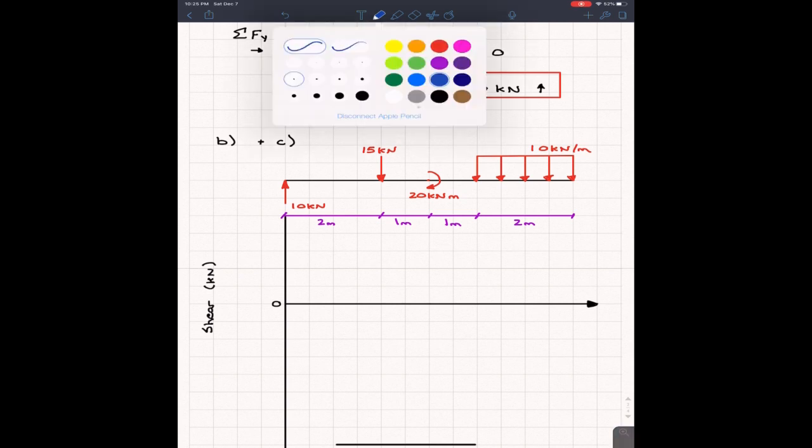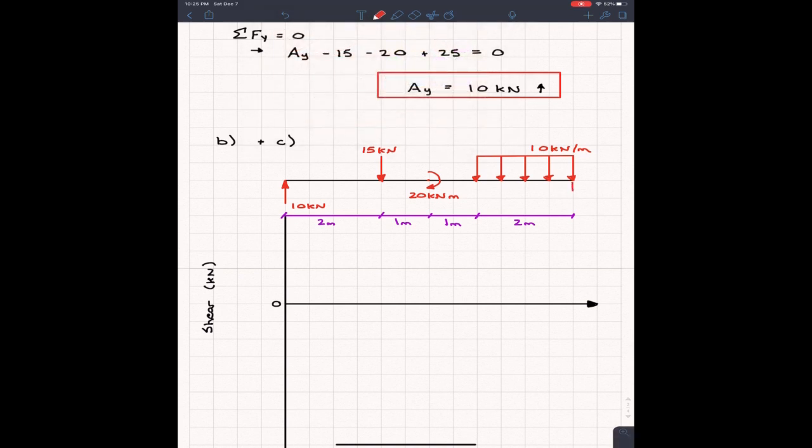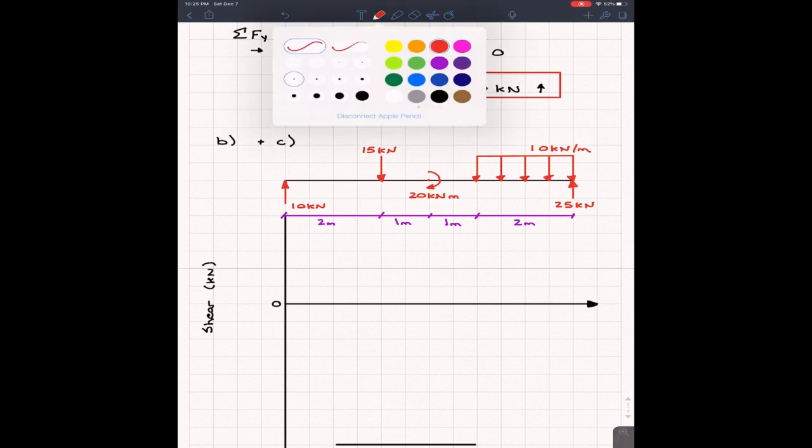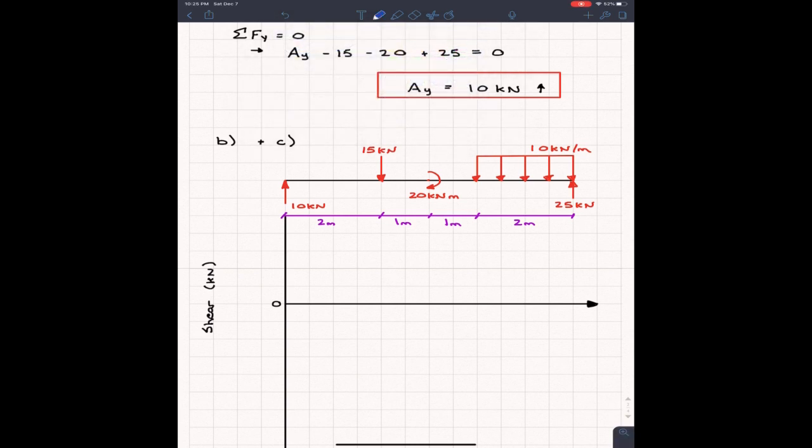And I actually forgot one other thing. At the end here, I forgot that I have the load of BY at the other side, which was 25 kilonewtons. And that's very important because at the end of my diagram, it wouldn't equal 0. So we'd have some problems there.